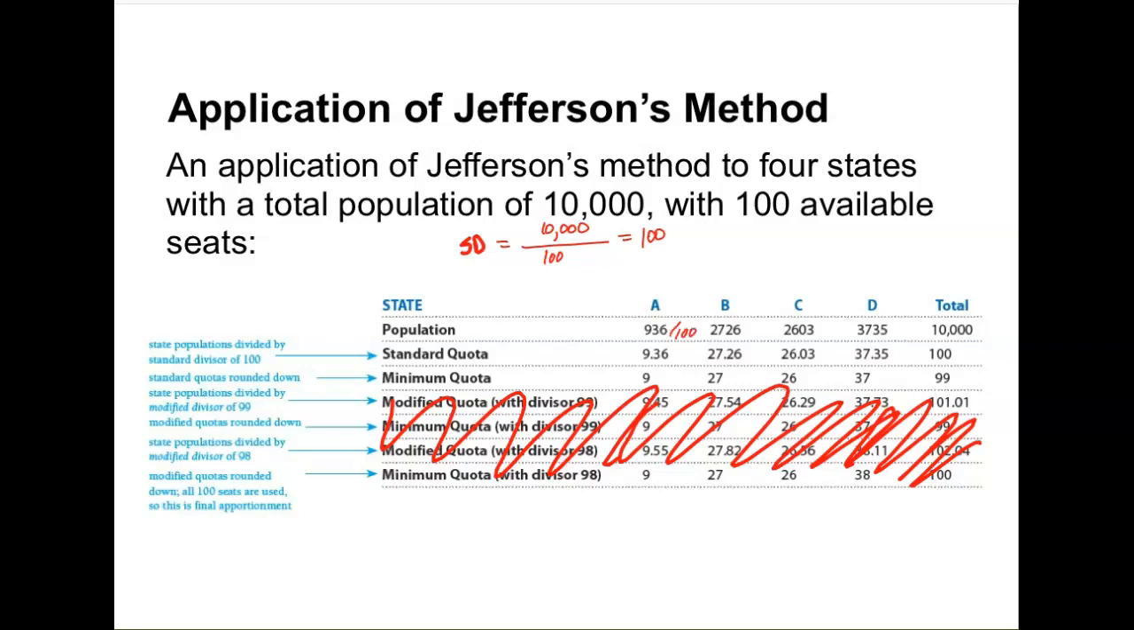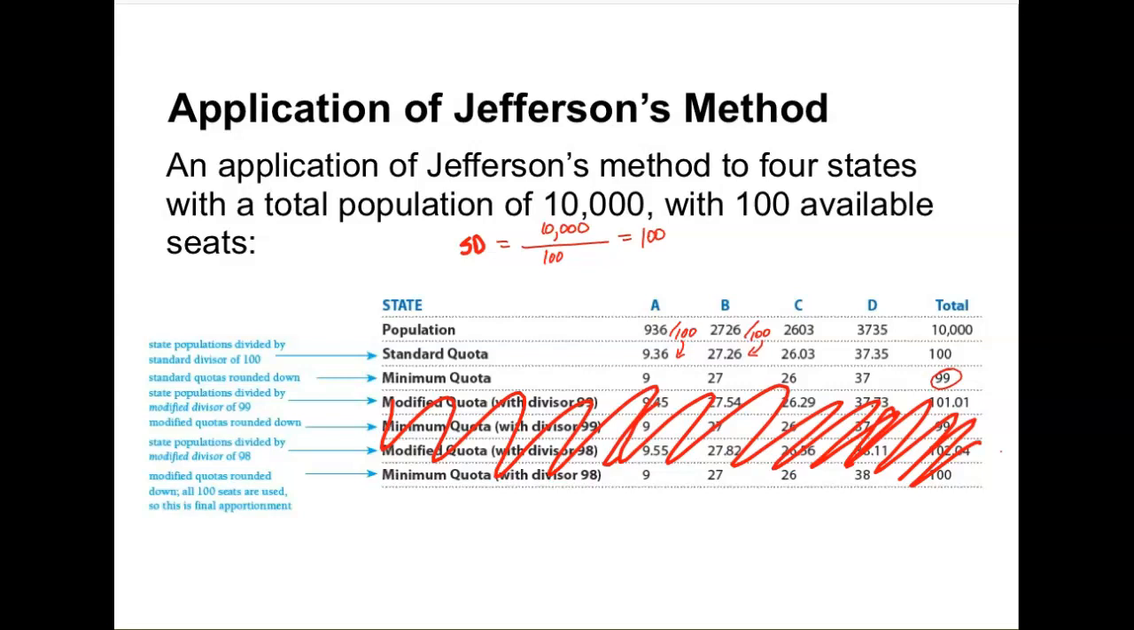So divided by 100, that gets me 9.36. Divided by 100, that gets me 27.26, and so on, right? To get my minimum quota, I then chop off the decimal. Done and done. So my minimum quotas are 9, 27, 26, and 37 respectively. Add those up. We've given away 99 seats. That's not enough. We still have 1 seat remaining.